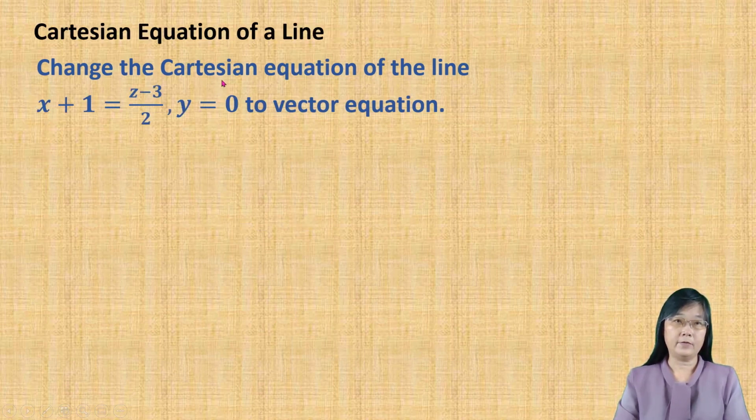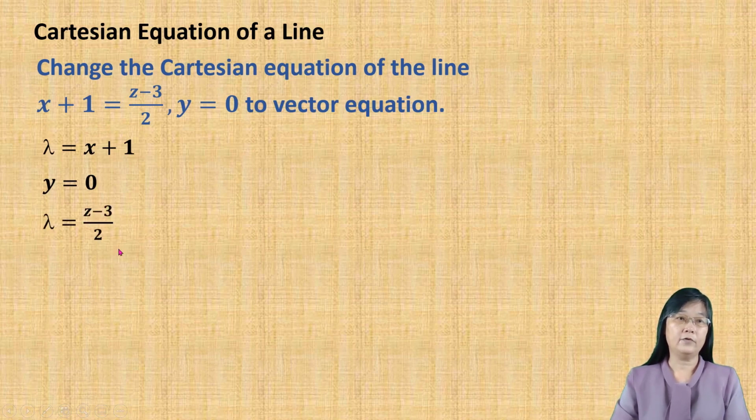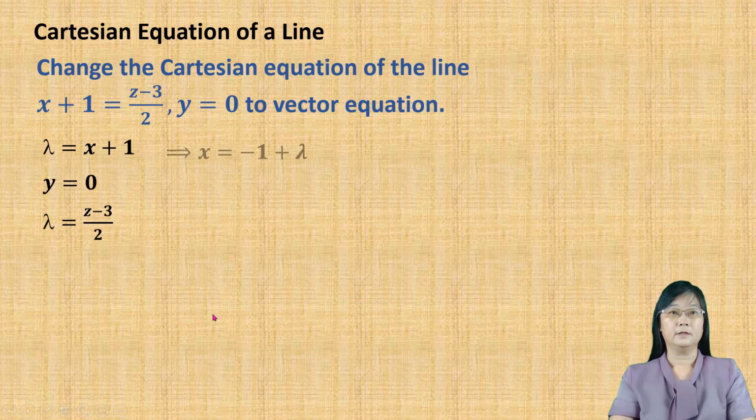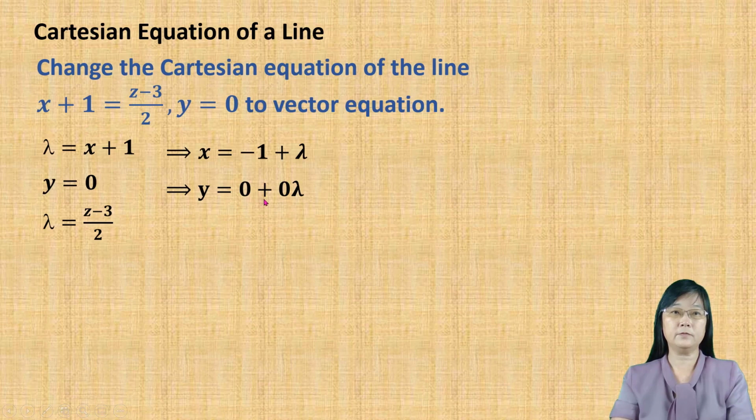Then next, if I want to change the Cartesian equation given here into vector equation, same thing, I need to separate x, y, and z by using lambda. So lambda equals x plus 1. Then I put in the y here because I need to follow the sequence x, y, z. Then followed by z here. Now for the first one, I change to x equals negative 1 plus lambda. Now for y equals 0, actually it is equal to y equals 0 plus 0 lambda. Then z equals 3 plus 2 lambda.